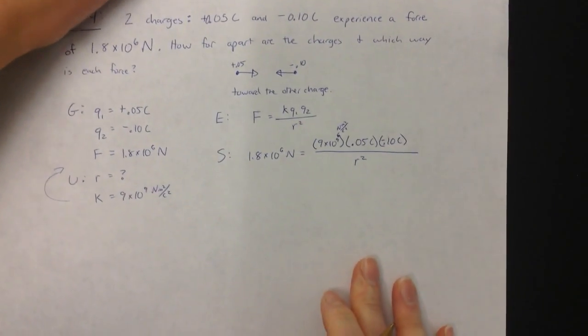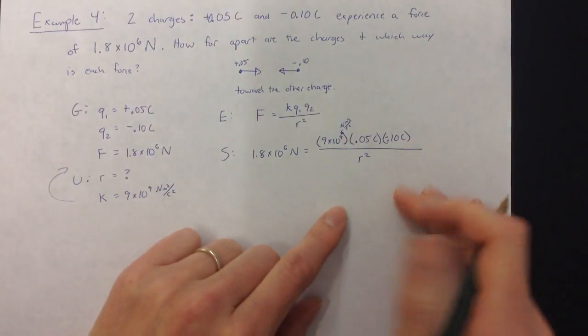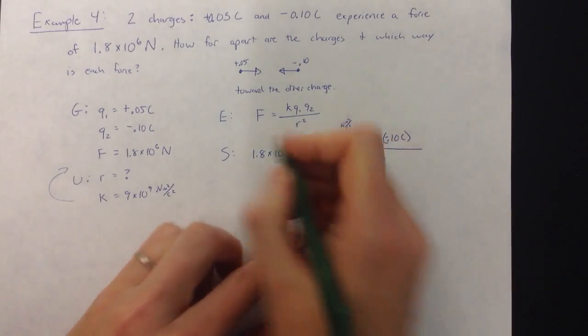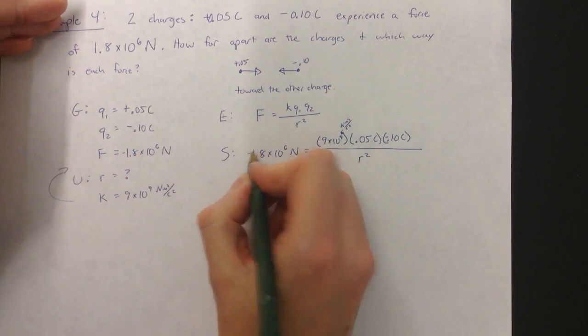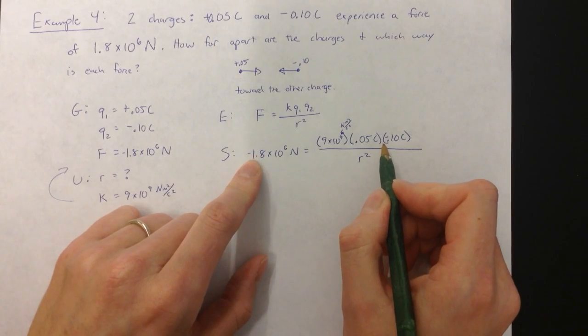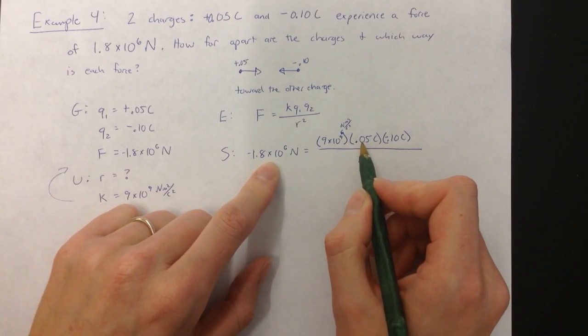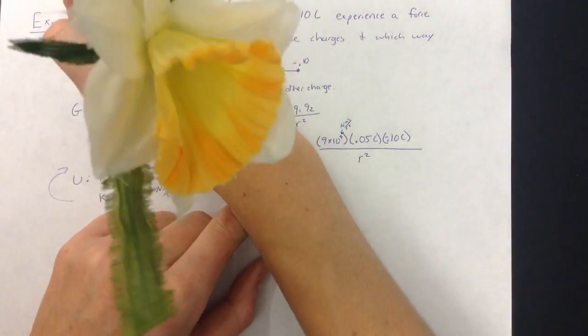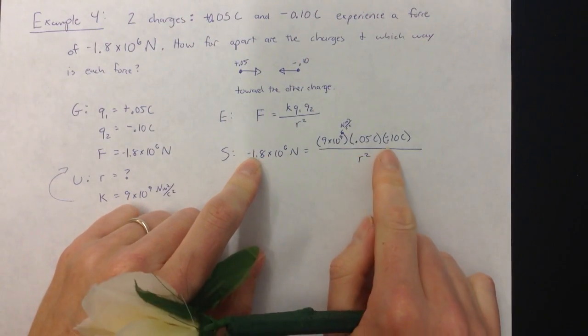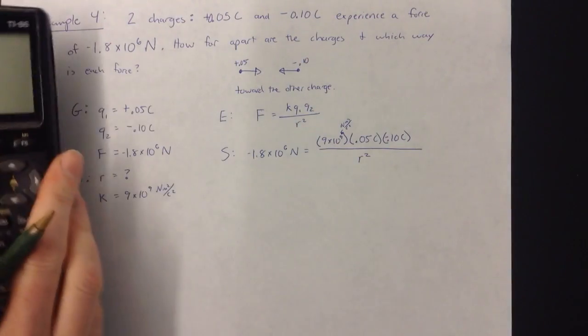Now this one's tricky because we're looking for the distance. Remember, the positive and the negative just indicate direction. Negative means they're going toward each other, positive would mean they're going away from each other. So there should be a negative here. So those negatives just kind of go away, and you can ignore them.